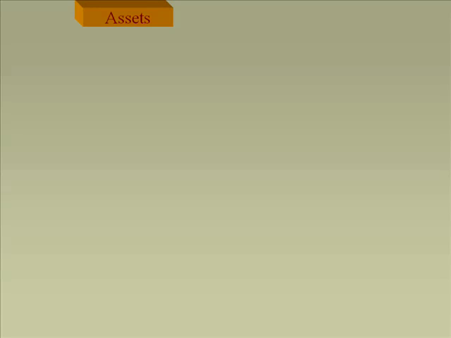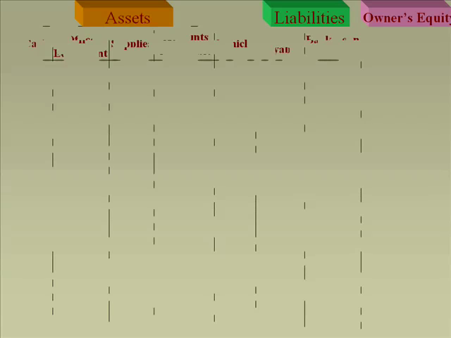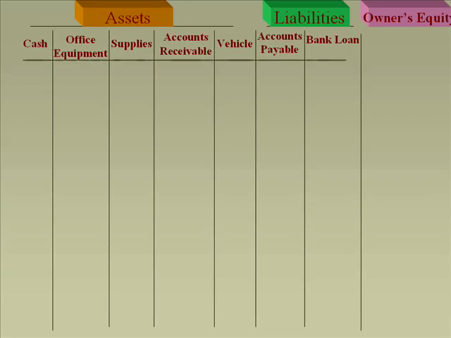What I want you to do is first have a column for assets, have a column for liabilities, and have a column for owner's equity. Under assets, show the different types of assets. Under liabilities, show the different types of liabilities. So you've got under assets: cash, equipment, supplies, accounts receivable, vehicle. Under liabilities, you've got accounts payable and bank loan. Print out the screen in front of you.